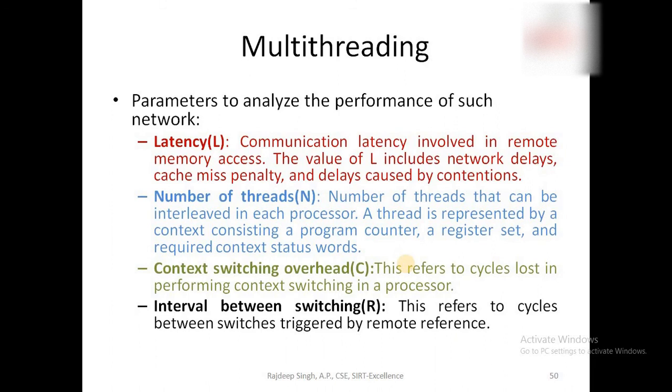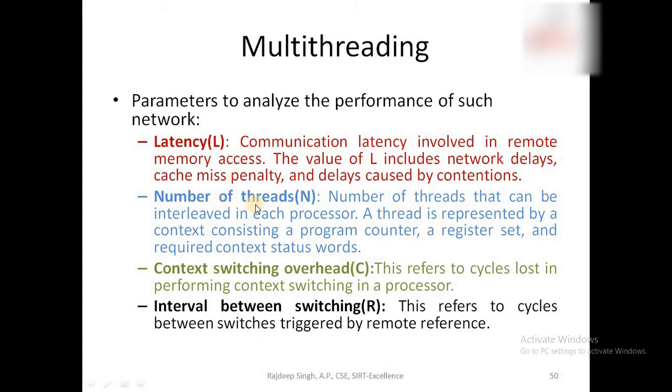Now what are the parameters to analyze the performance of such multicomputer networks which support multi-threading? The first one is latency, represented here as L. What is latency? Latency is the communication latency involved in remote memory access. The value of L includes network delays, cache miss penalty, and delays caused by contentions. Whatever delay is involved in accessing the network or the memory will be represented by this L.